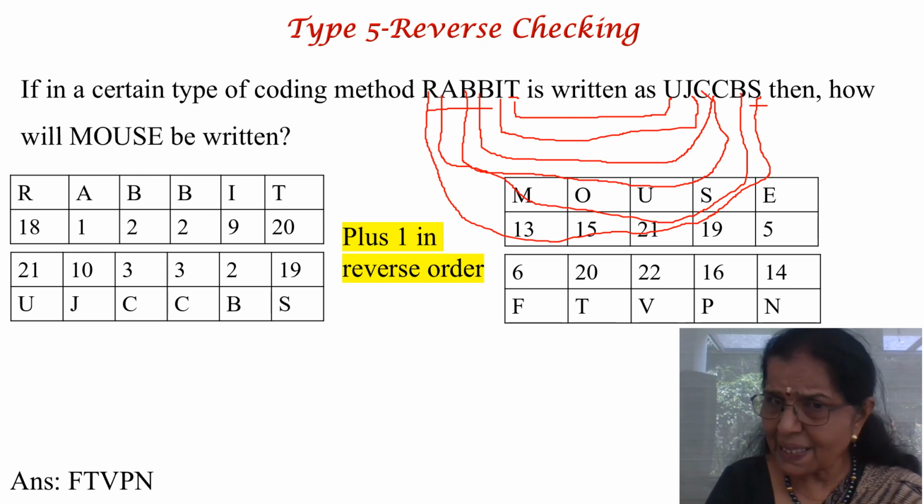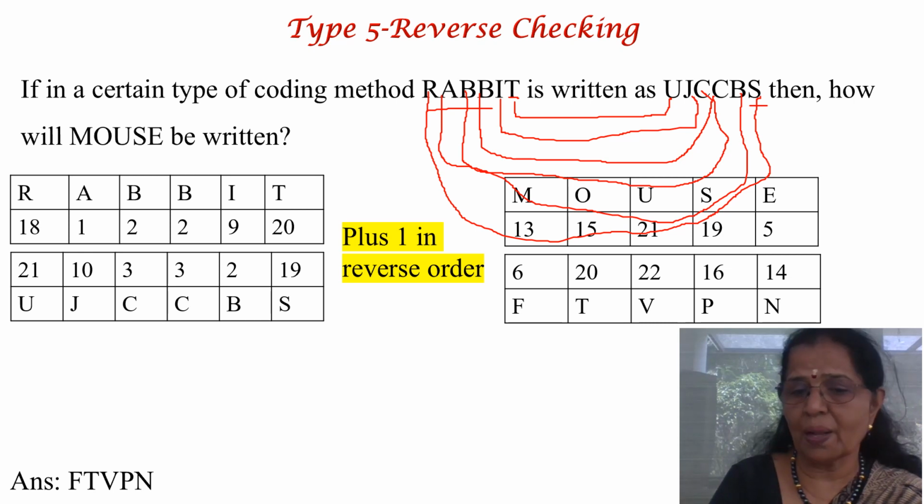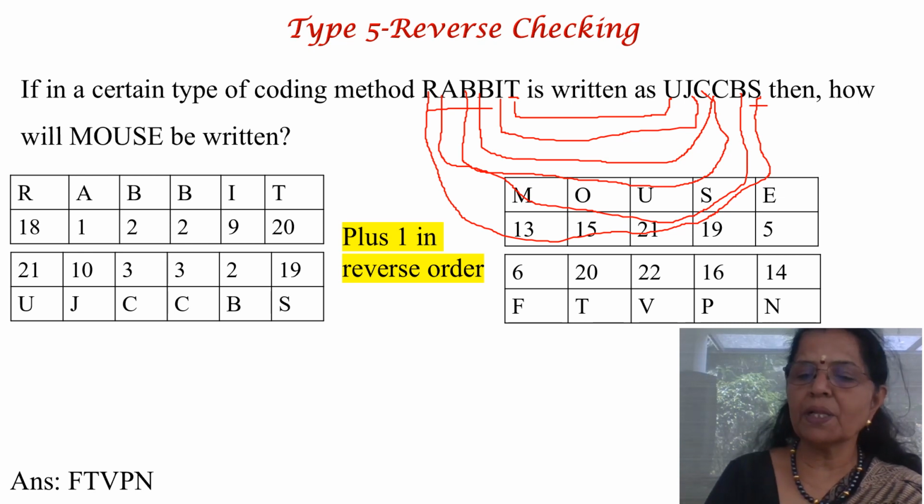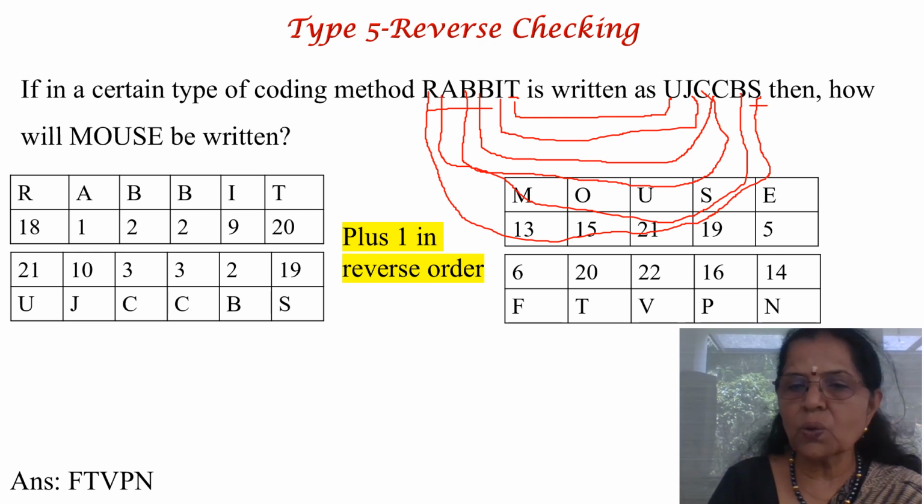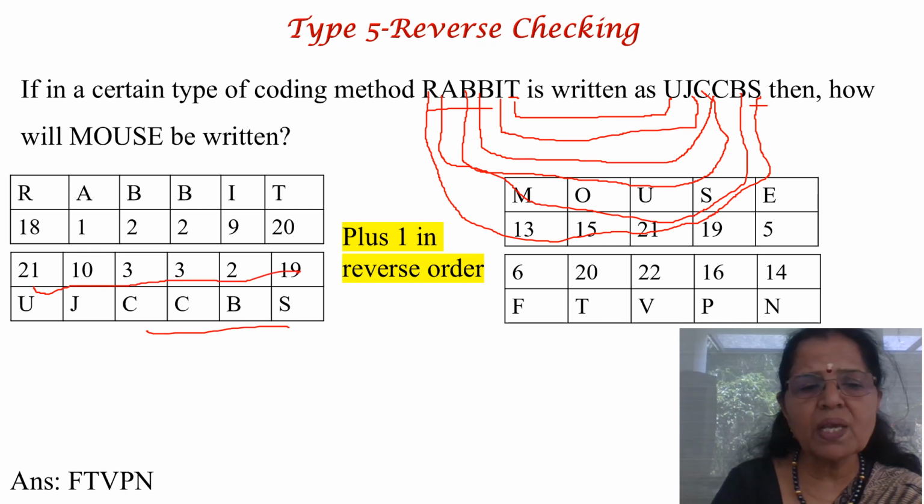If you are not seeing this, looking at the words, then draw this column. Give them the number. Write RABBIT, and see in your table what number corresponds to each alphabet. You know that A is 1, and use EJOT if you want, and R is 18, T is 20. So you have to be quick enough to draw the table and give the number and bring it here. Now write the coded word UJCCBS here, and give their corresponding number. Now by looking at the numbers, can you see 18, 1, 2, 2, 9, 20.